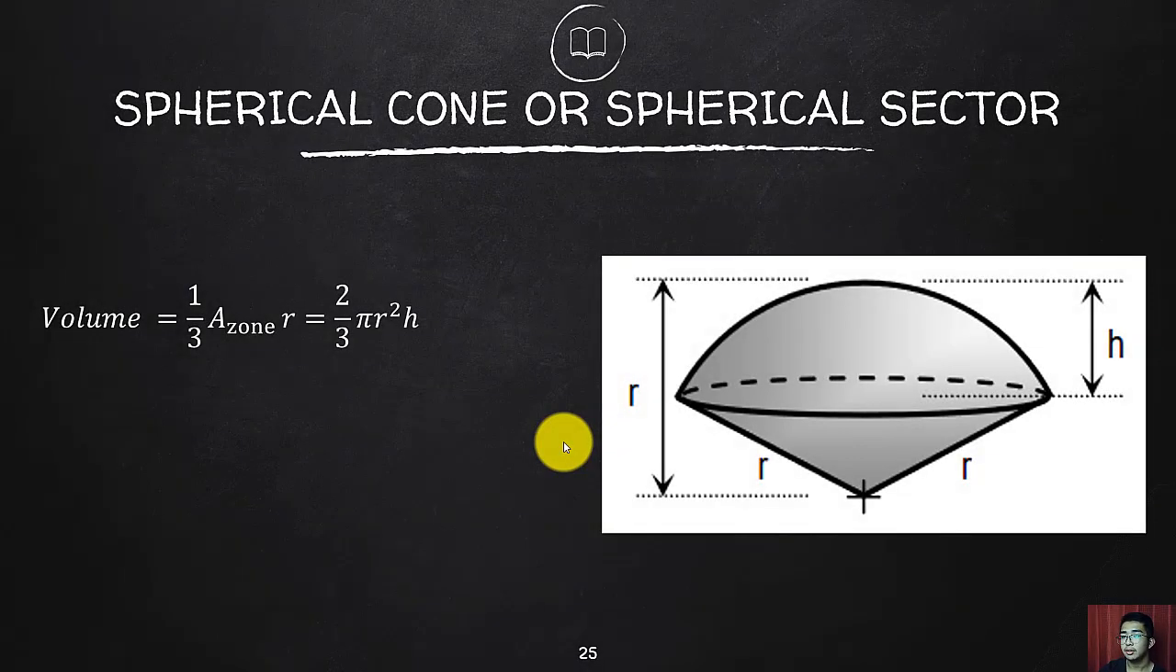Again, wait, you still have the spherical cone or spherical sector. So this was the pizza, the sector of a circle, correct? So this time, if you convert it into a solid, this becomes now a spherical cone or a spherical sector. It looks somewhat like a snow cone or an ice cream cone, correct? So the volume is 1/3 the area of the zone times the radius. What's the area of the zone a while ago? We had that in the formula for the spherical segment, correct? Multiplied by the radius. That's how you solve for the spherical sector. Okay? So we can now proceed with your examples.